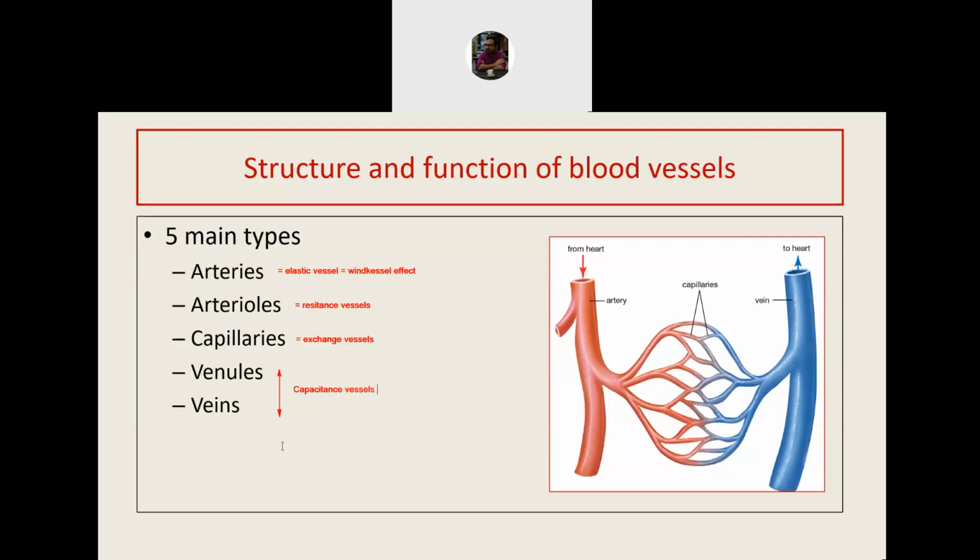So in summary again, the arteries are Windkessel vessels and they help in maintaining the pressure from the heart onwards. Arterioles offer peripheral resistance. Capillaries help in exchange of materials. Venules and veins are capacitance vessels. I hope this is clear to everyone.